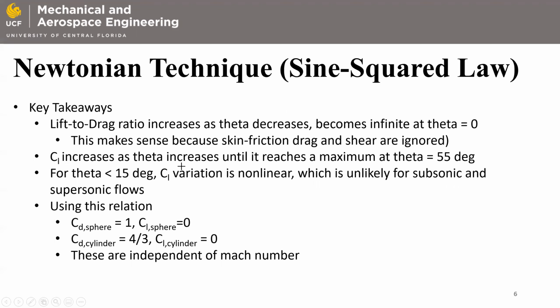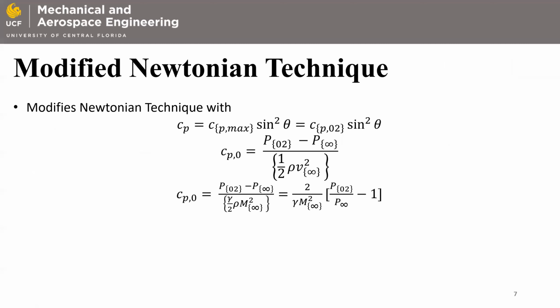Using the Newtonian method here, you can calculate your drag coefficients on some of your basic shapes. For the sphere, the CD is 1 and the CL is 0. For the cylinder, the CD is 4/3, and the CL is also 0. Another interesting thing is that these are independent of Mach number. You can look through the notes and see that there's this concept of independence of Mach number, and they go through how some of this stuff is independent of Mach number.